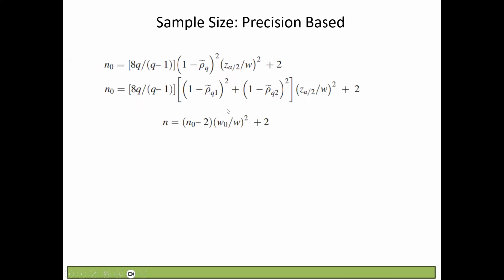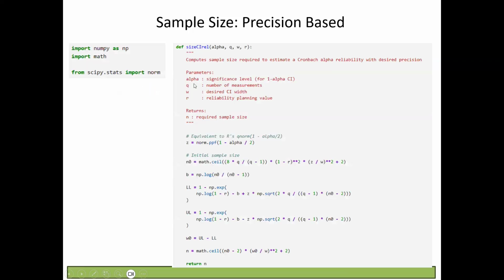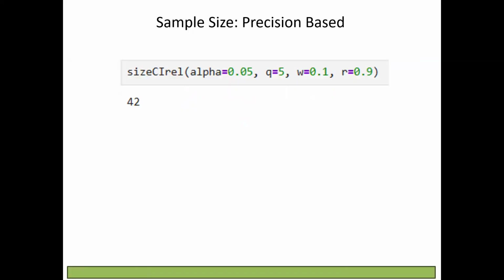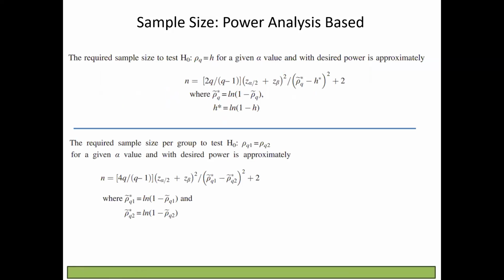This is how we can calculate the sample size. These calculations are based on precision, when there is one Cronbach alpha and when there are two Cronbach alphas. First we calculate N0, then we calculate the N. This is the Python code which I have written for calculation of the sample size for Cronbach alpha using just the confidence interval. This is the use of the code. This is the sample size calculation.